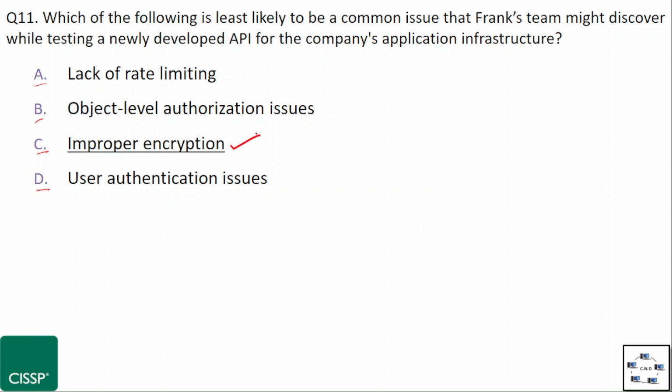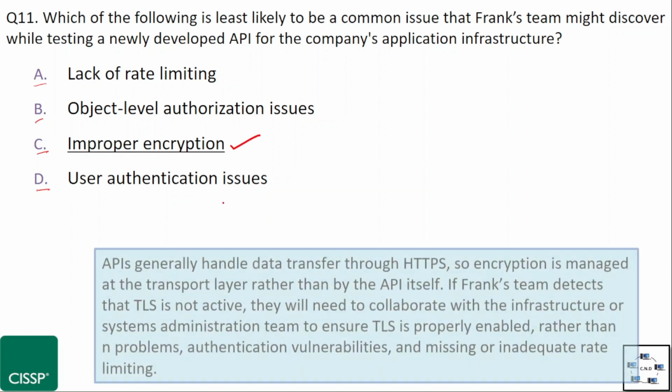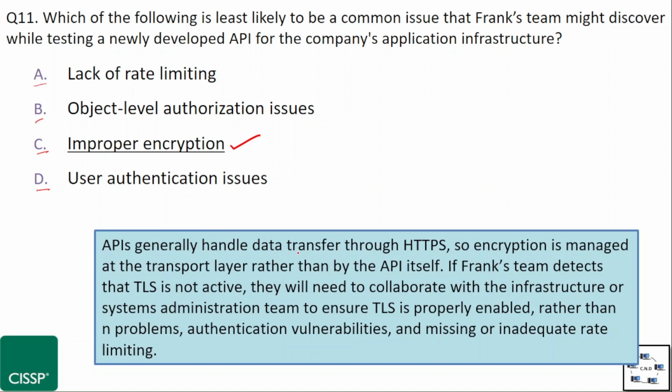option C, improper encryption. So APIs generally handle data transfer through HTTPS, so encryption is managed at the transport layer rather than by the API itself. If Frank's team detects that TLS is not active, they will need to collaborate with the infrastructure or system administration team to ensure TLS is properly enabled, rather than the more common problems: authorization and authentication vulnerabilities, and missing or inadequate rate limiting.